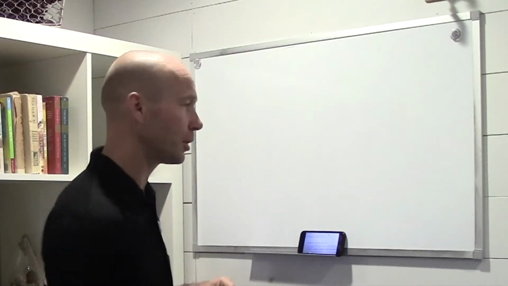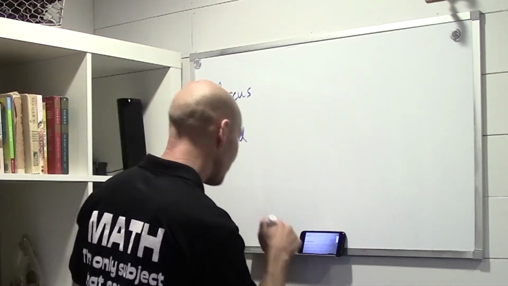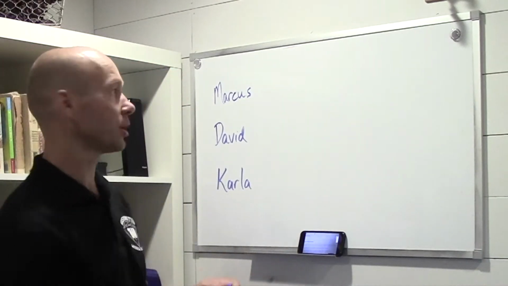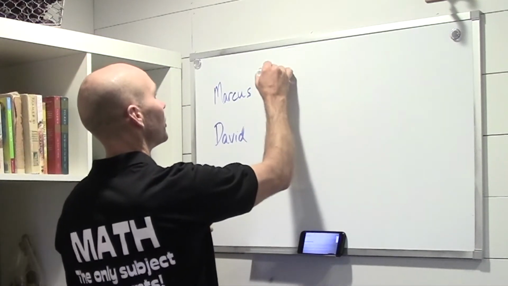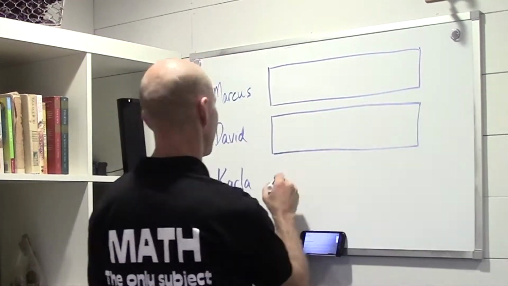So who are our 3 people? We have Marcus, David, and we have Carla. And it says to use ratio tables. So we're going to build a ratio table for each of these people.